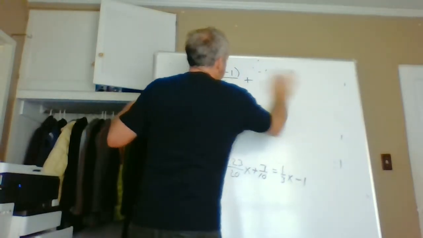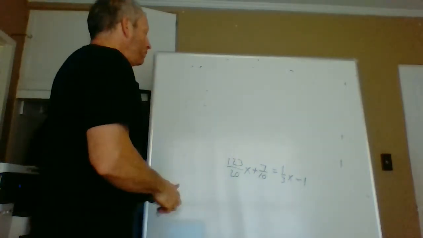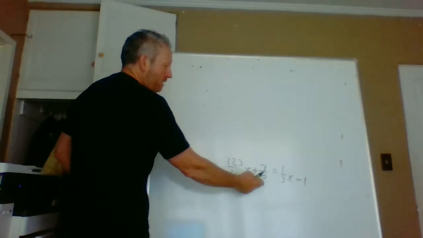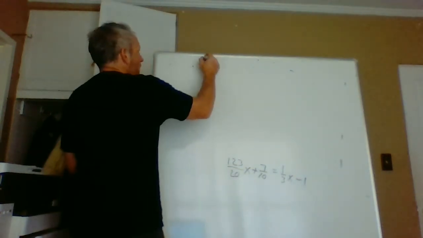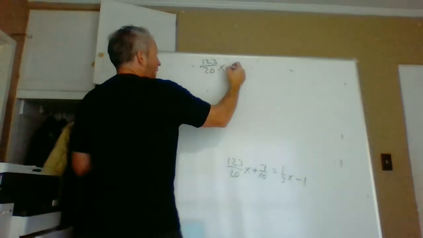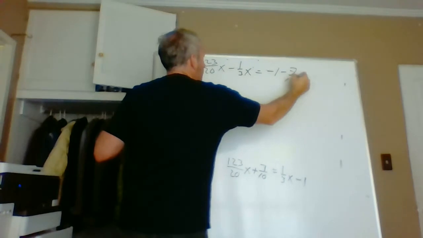So now let's get x's on the left and numbers on the right, or the other way around, depending, you know, what kind of mood you're in. Let's go ahead and subtract 1/3 x from both sides, and we'll subtract 7/10 from both sides. So I'll get 123/20 x minus 1/3 x equals negative 1 minus 7/10.